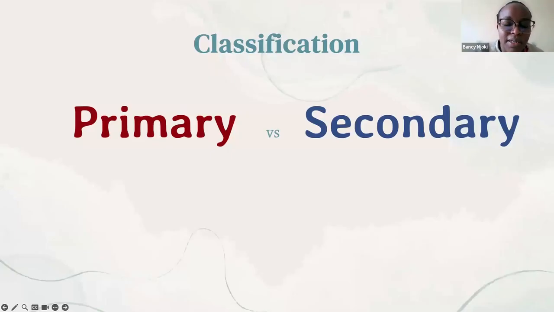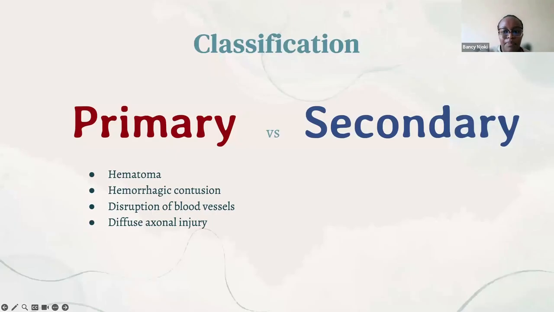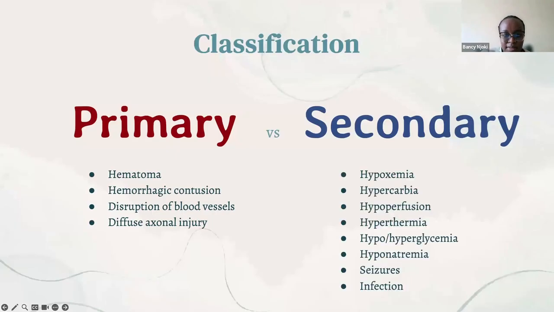you'll have secondary insults like hypoxemia, hyperglycemia, hypercapnia or hypocapnia, electrolyte imbalances, mostly hyponatremia, seizures and infection. So you want to prevent your secondary insults to prevent deterioration of your patient.